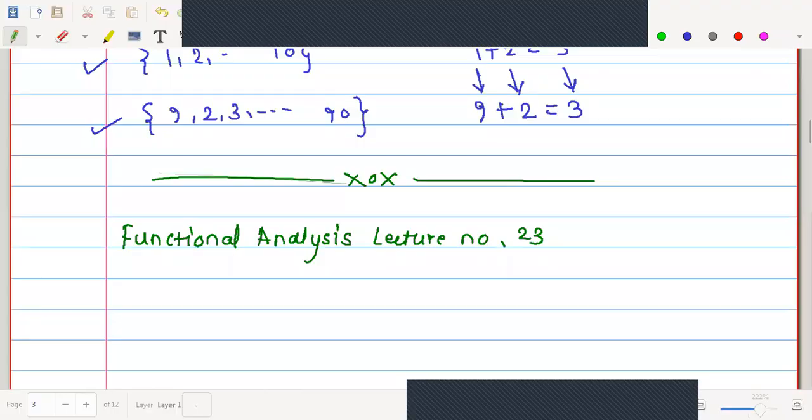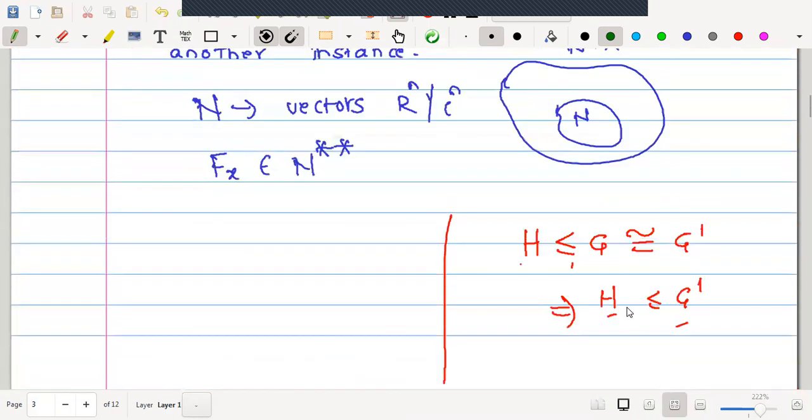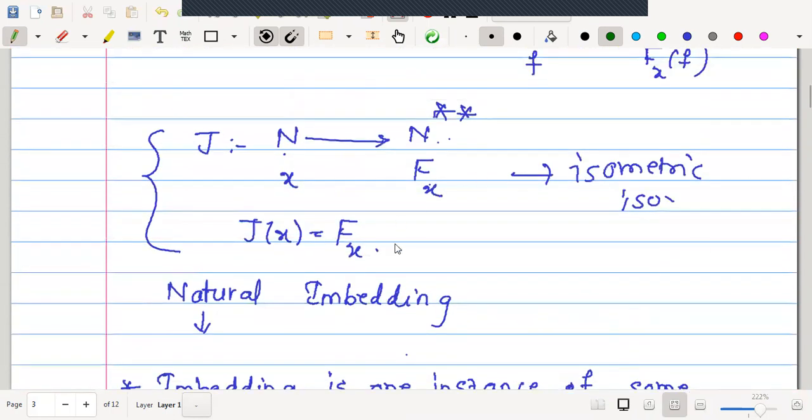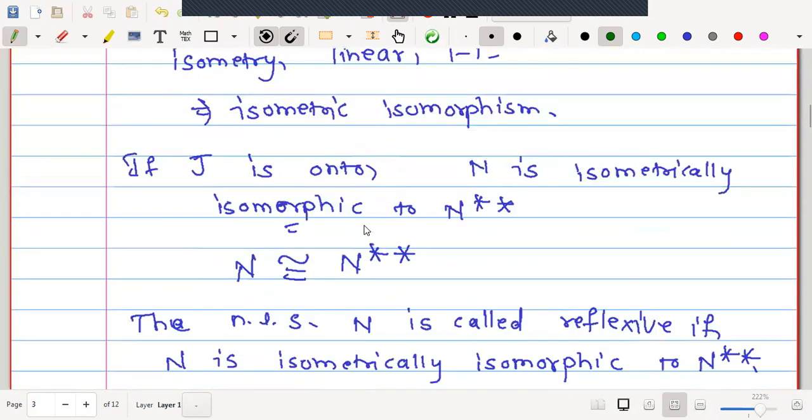For this, let me share my screen. Yes, here we are. Now in today's lecture, our aim is to prove that the mapping J from N to N double star, which we have discussed in the last lecture, was defined as J of x is equal to F_x, where F_x is a functional on N star, that is, in N double star. Now the aim is to prove that this is an isometric isomorphism of N into N double star.